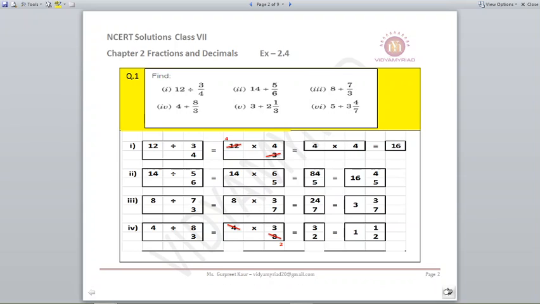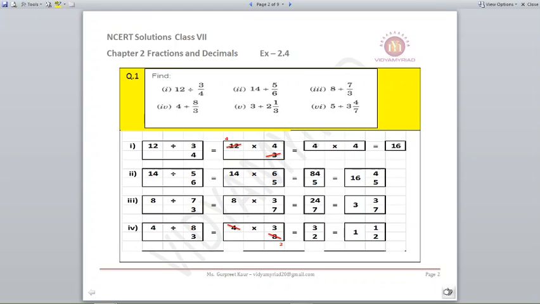Now the rule here is whenever there are division questions of fractions, you change your division sign into multiplication, and whatever fraction or number is given after the division, take its reciprocal, and if you are able to reduce those fractions to the lowest term, then you can do so.